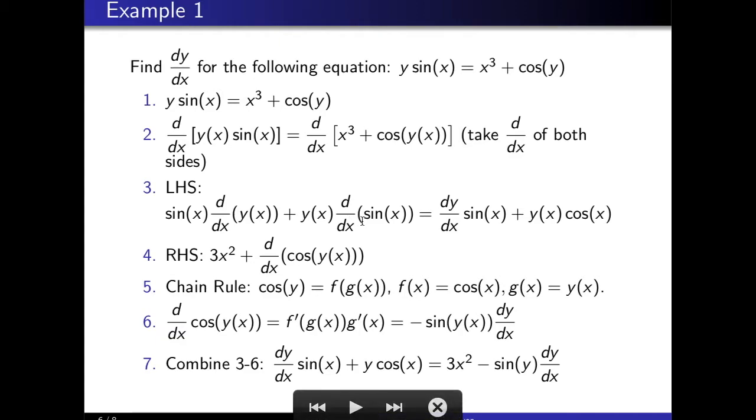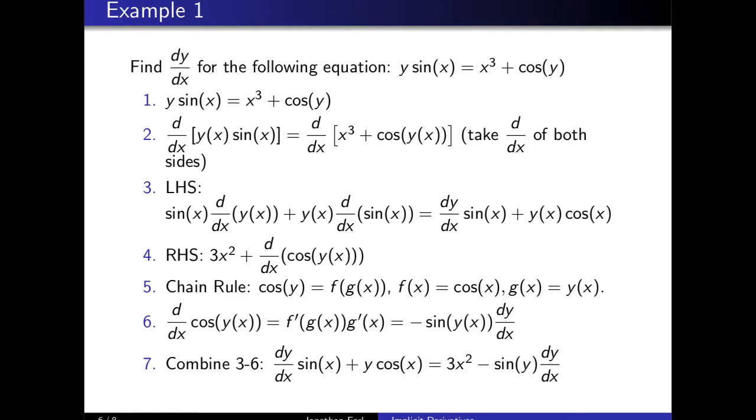On our right-hand side, we have the derivative of x cubed, which is just 3x squared from our power rule, plus the derivative of cosine of y. Again, this is where we're going to need to make use of the chain rule. So cosine of y, or cosine of y of x, depending on how you want to write it, we'll write as a function composition. Our outer function f will be cosine, and our inner function g will be y. Usually whenever you do a chain rule with these kinds of problems, the inner function is y.